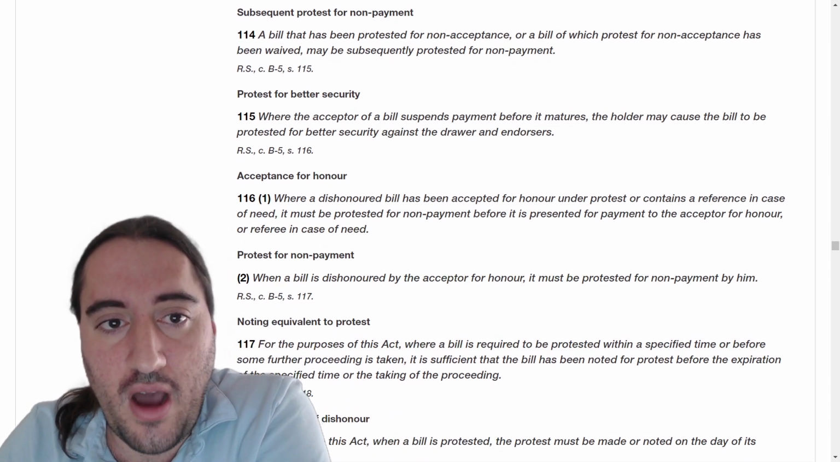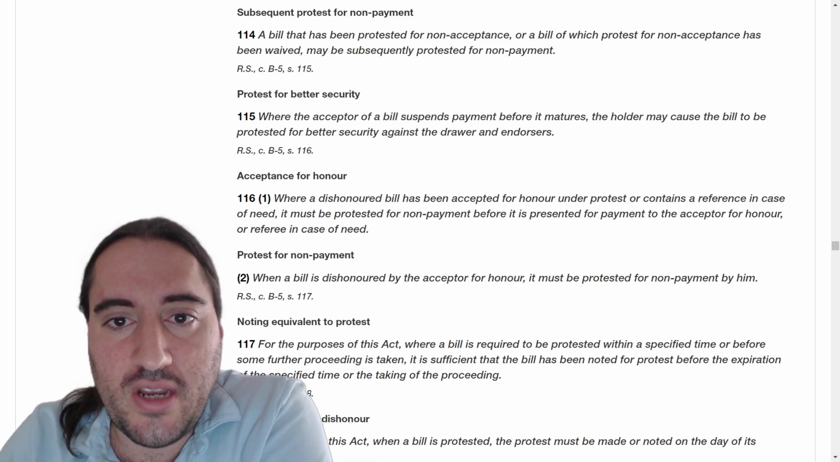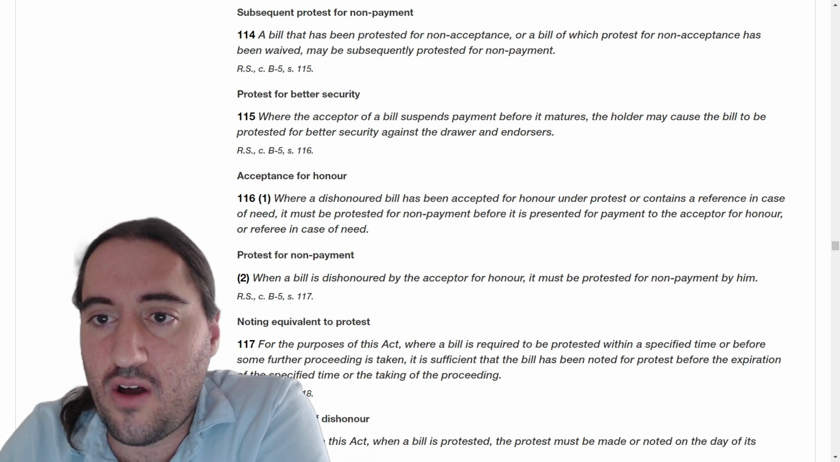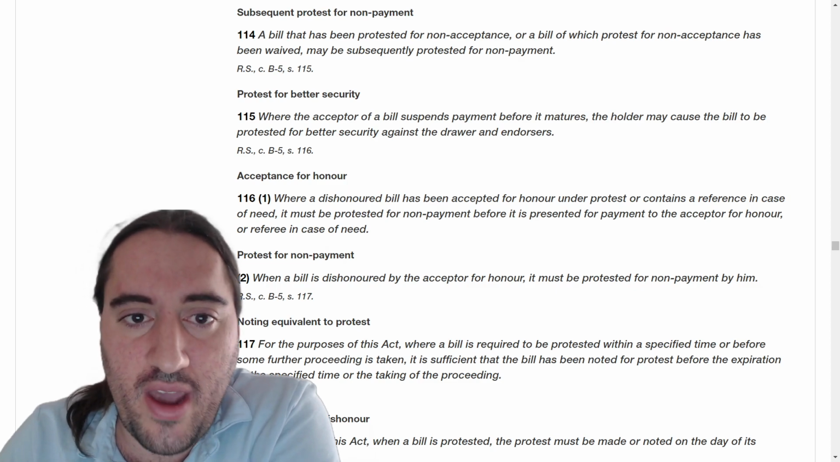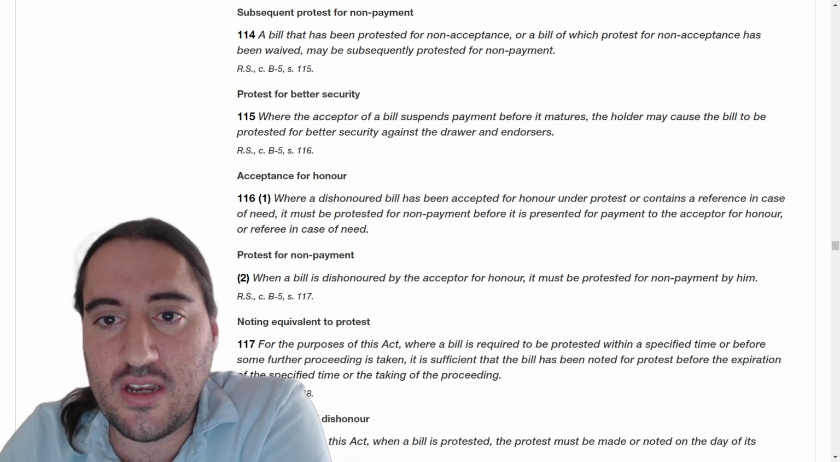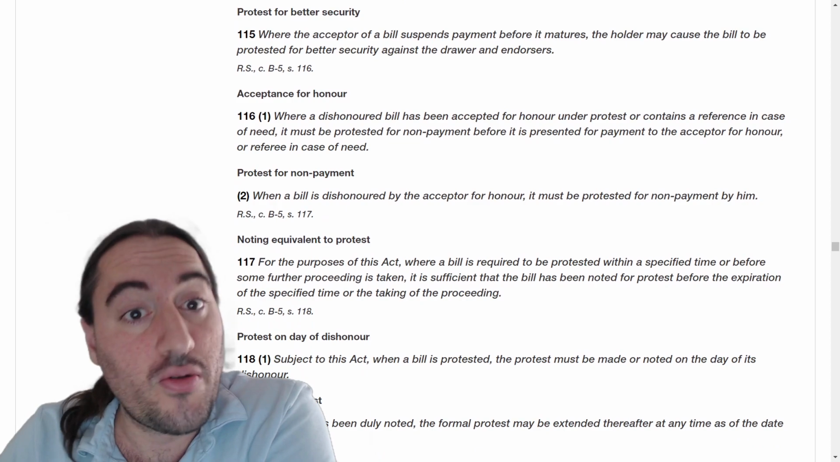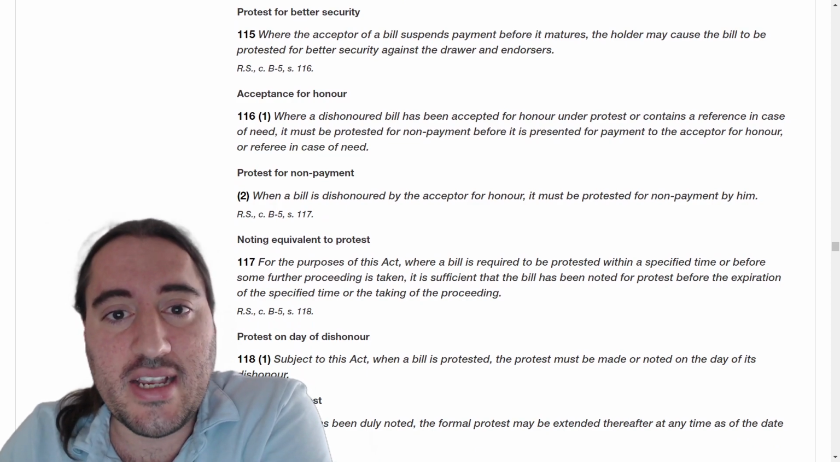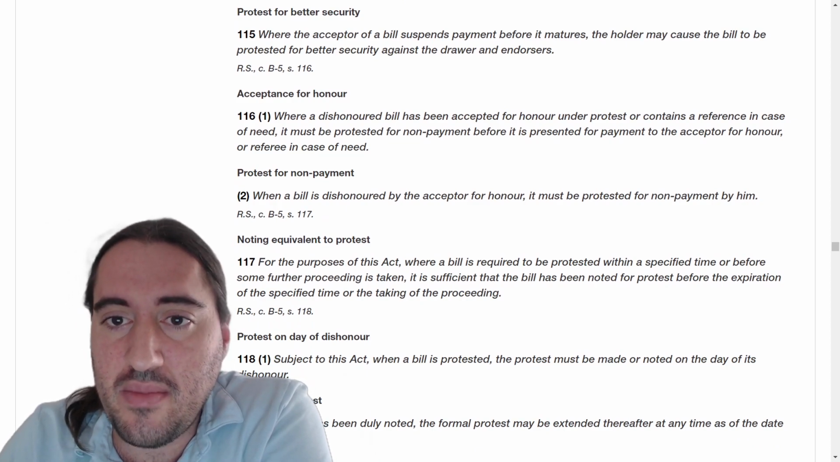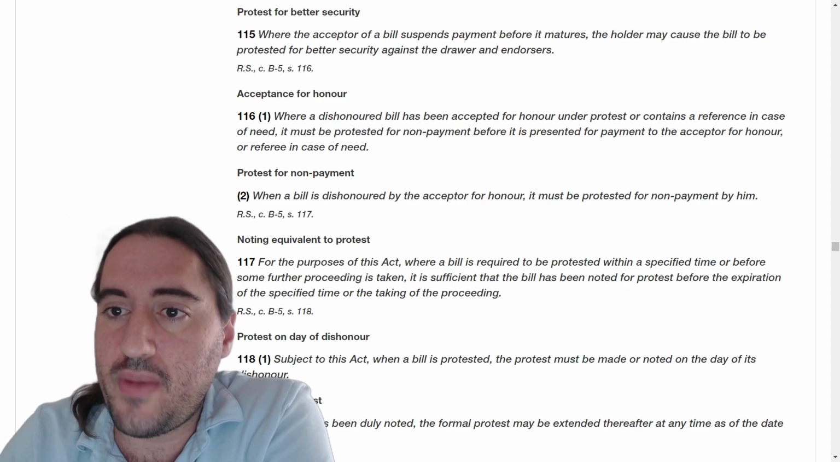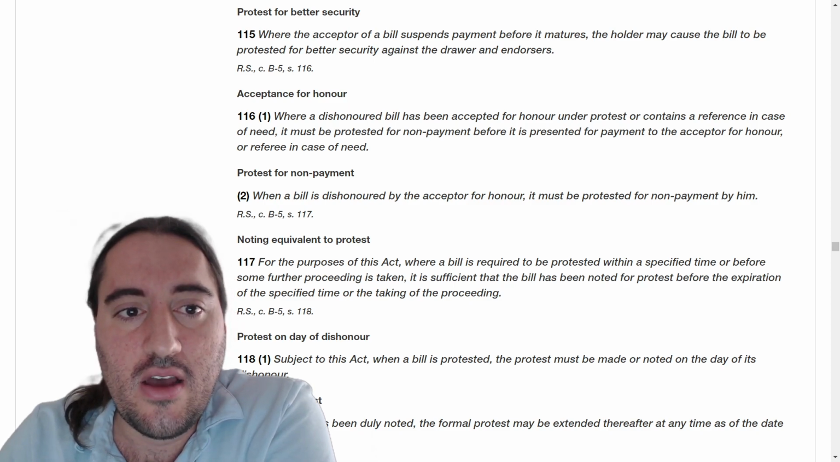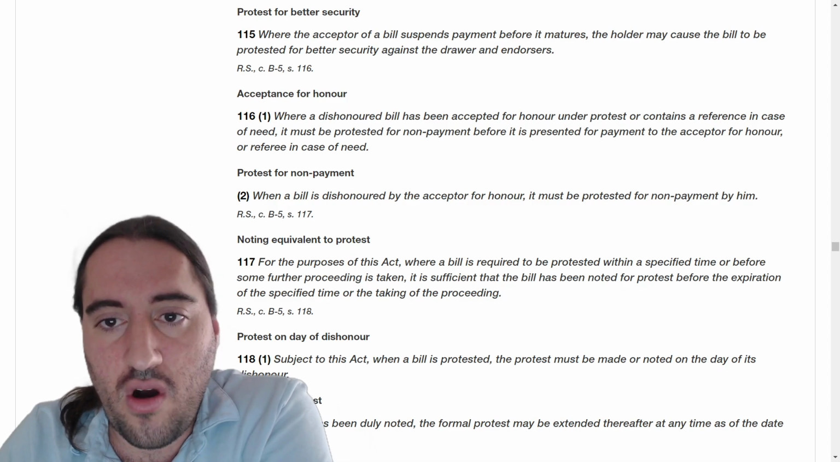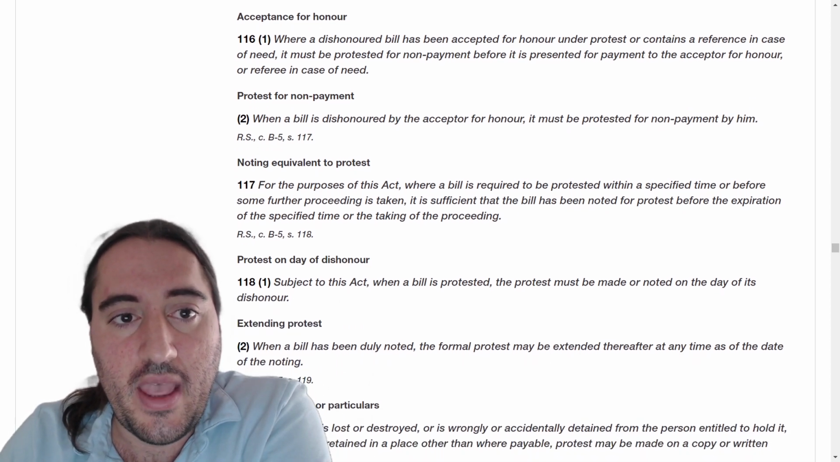Subsequent protest for non-payment. A bill that has been protested for non-acceptance, or a bill of which protest for non-acceptance has been waived, may be subsequently protested for non-payment. Protest for better security. Where the acceptor of a bill suspends payment before it matures, the holder may cause the bill to be protested for better security against the drawer and endorsers.